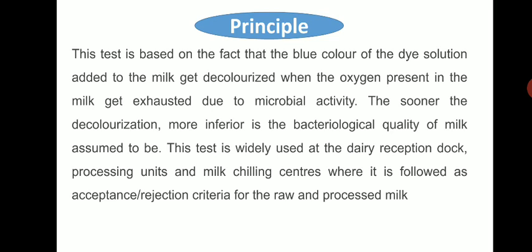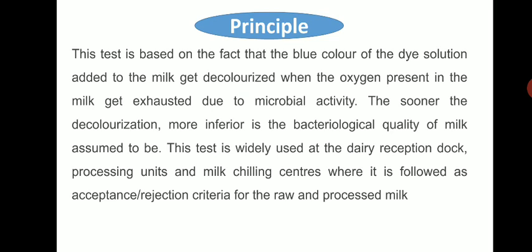So it is obvious that when you add this blue dye to milk, the dye imparts its color to the milk, and the milk turns blue. Due to microbial activity, the oxygen in the milk gets consumed by microbes and the dye gets decolorized. This is the basic principle behind this test. It depends upon redox potential, and this redox potential depends upon microbial activity. The sooner the decolorization happens, the more inferior the bacteriological quality of milk is assumed to be.